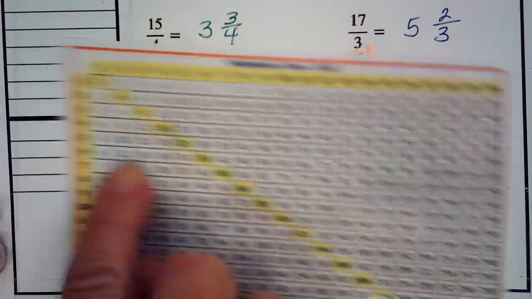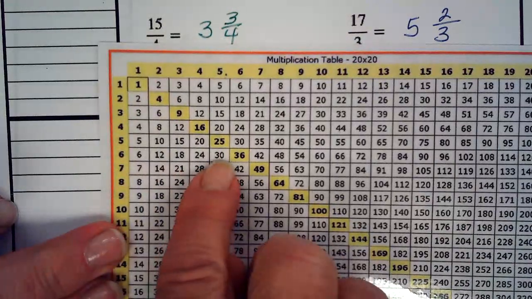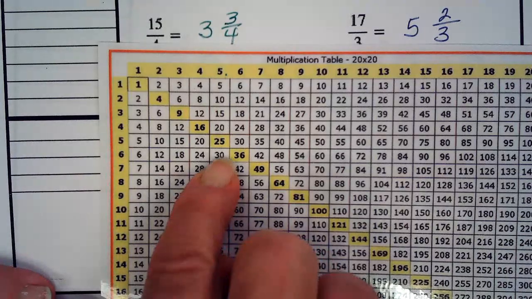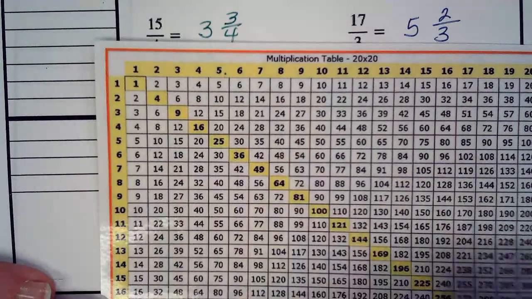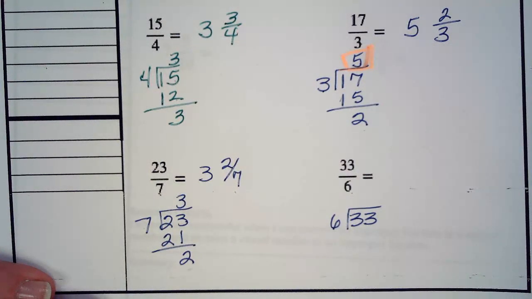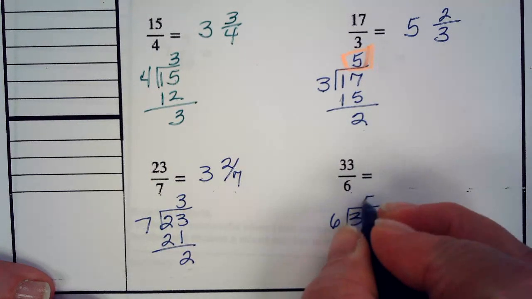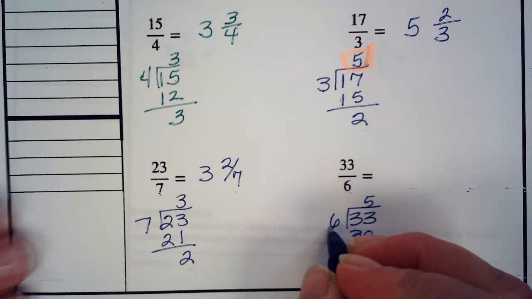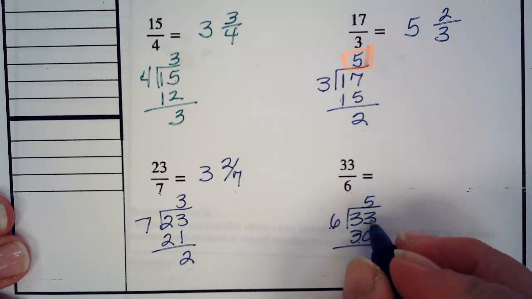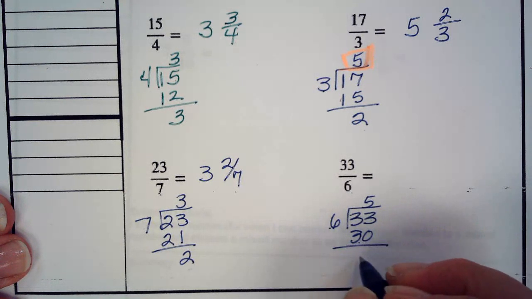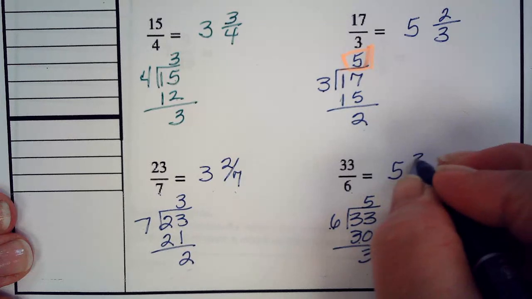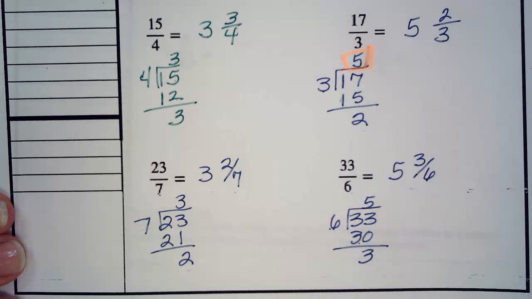So I'm looking at 6. I'm coming over here. 30 is the next smaller multiple. So that is 5. So I know when I divide by 5, I've got 30. 5 times 6 is 30. 33 minus 30 is 3. So this is 5 and 3/6.